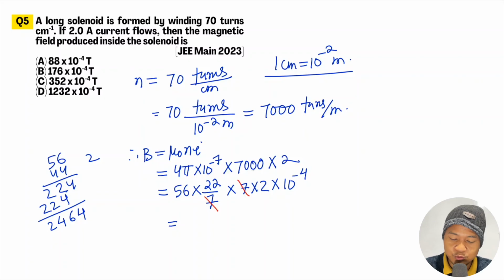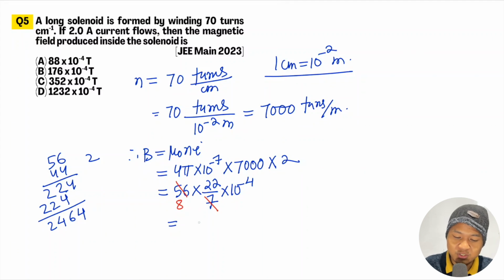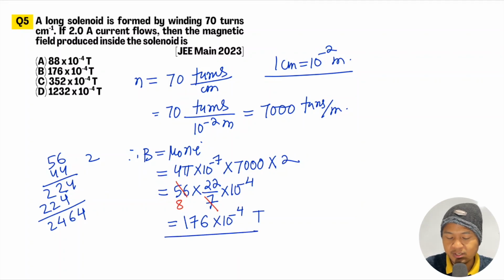It's like 7 to 2 can multiply, so this 2 should not be here. So 10 power minus 4. So 7 8 are 56. 8 2 are 16, 8 2 are 16, 17 into 10 power minus 4. So this is your answer. Option B.